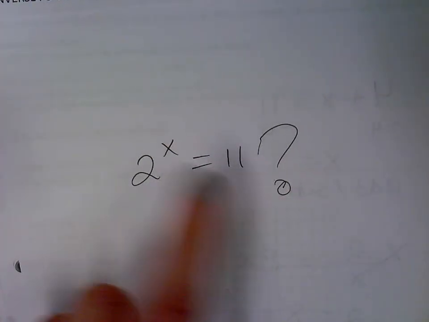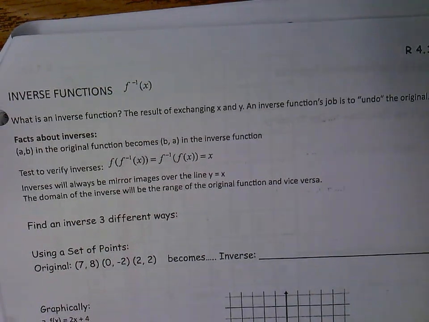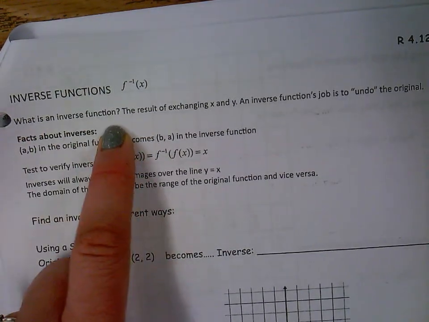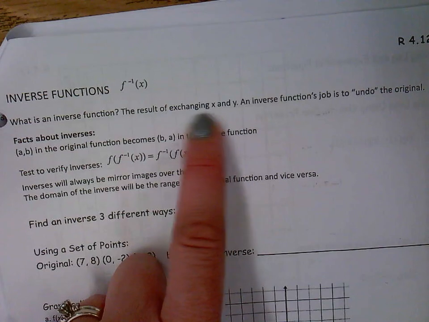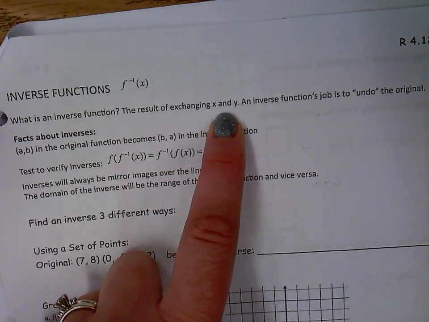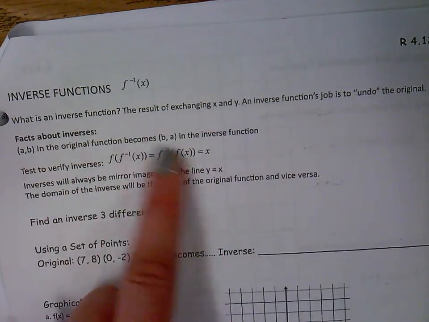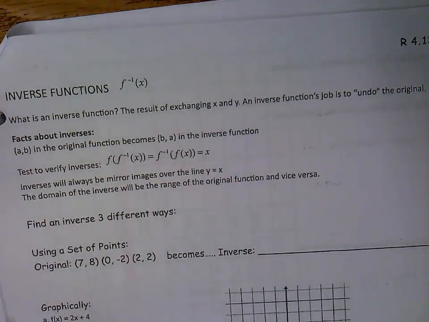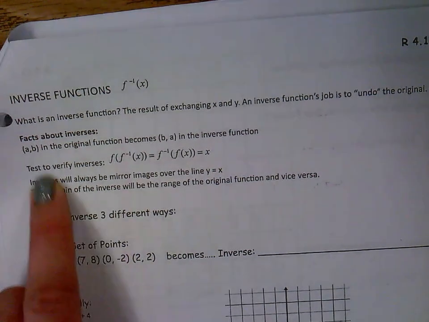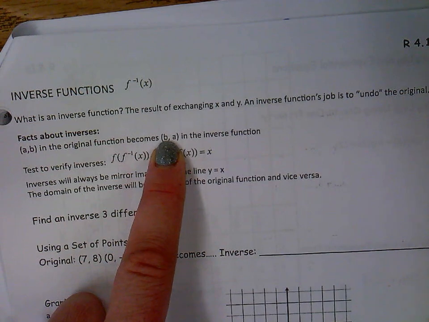Before I can undo both sides, I have to understand what an inverse function even is. So what is an inverse function? Just the result of exchanging x and y, believe it or not. That'll undo a function. An inverse function is to undo the original. Here are the facts. You don't have to memorize a lot of this. It's just a lot of words. I'll just read it quickly. A comma b will become b comma a because you're just switching x and y.